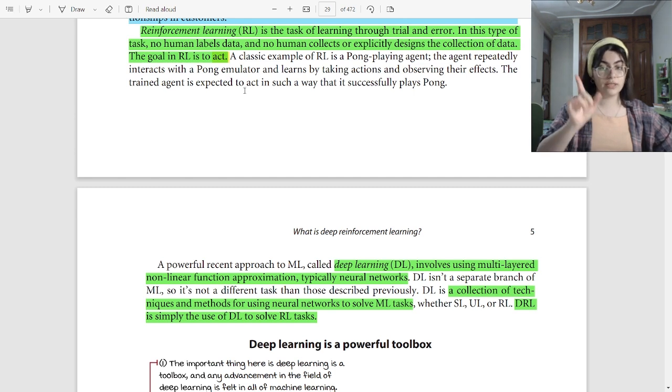Okay, so the goal of RL is to act. A classic example of RL is a Pong playing agent. The agent repeatedly interacts with a Pong emulator and learns by taking actions and observing their effects.